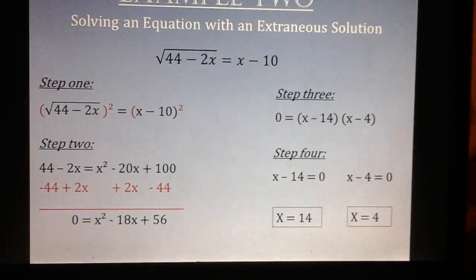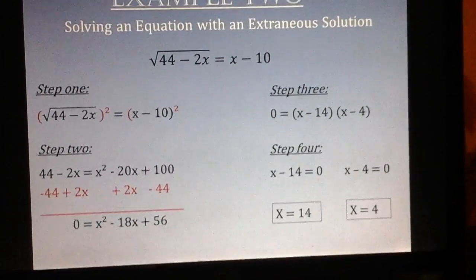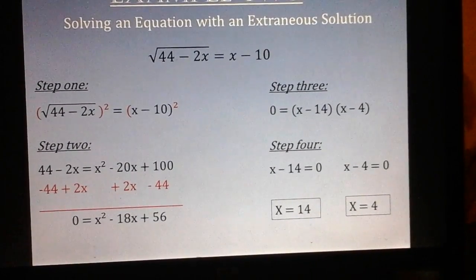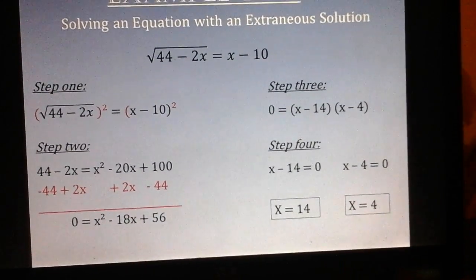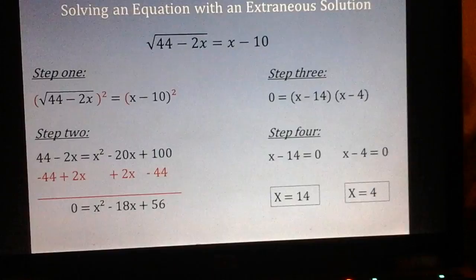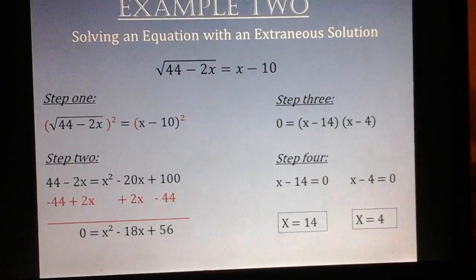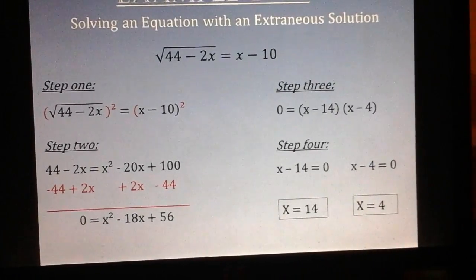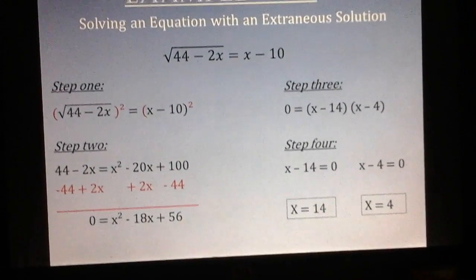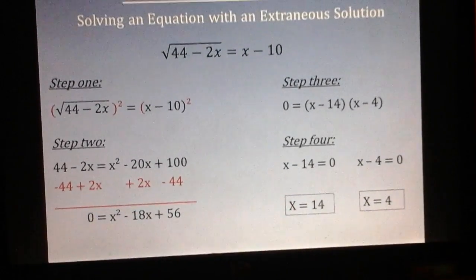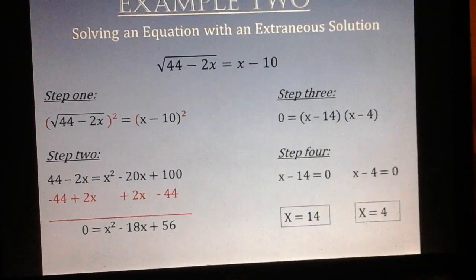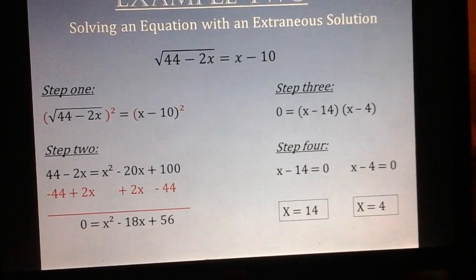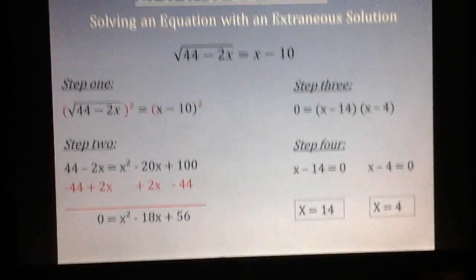For step 3, you're going to want to factor. So you would get 0 equals x minus 14 times x minus 4. And then for step 4, you would try to find the zeros. So it would be x minus 14, so you would add 14 to both sides. You would get x equals 14. And then x minus 4, you'd add 4 to both sides to get x equals 4.